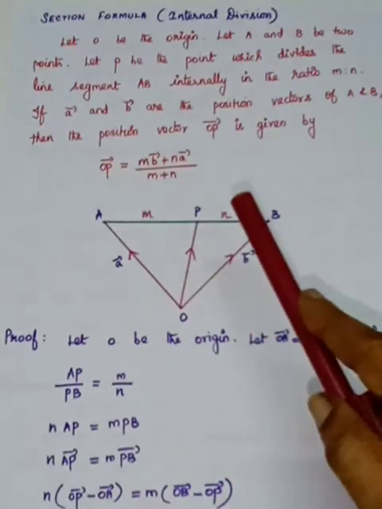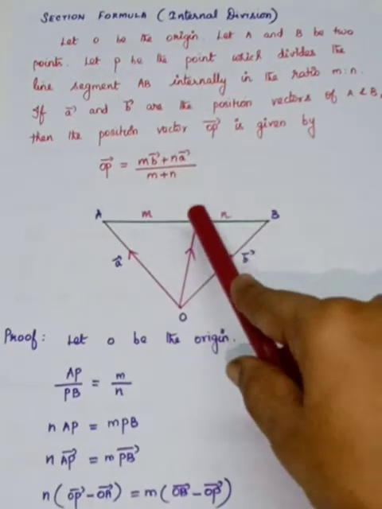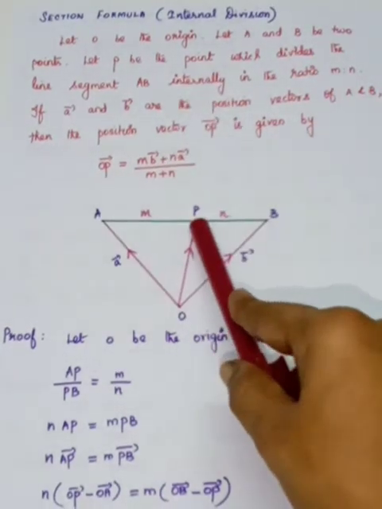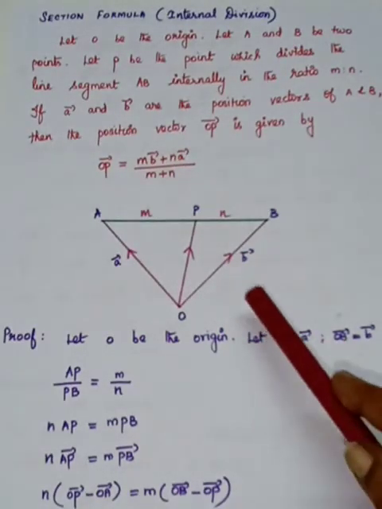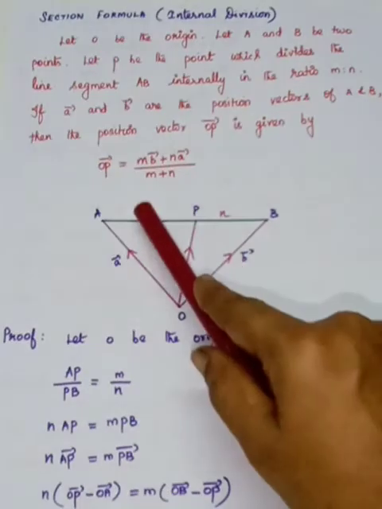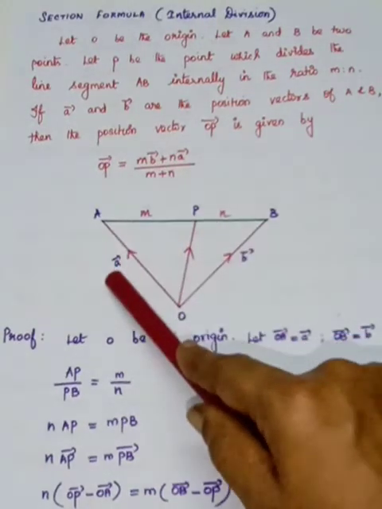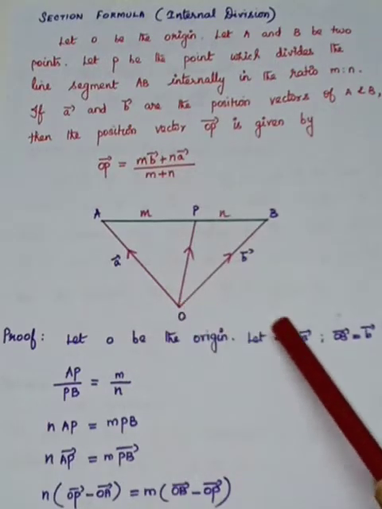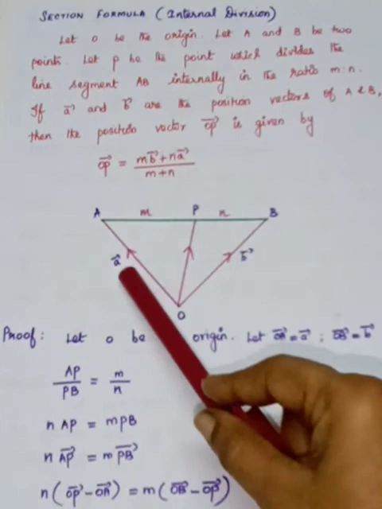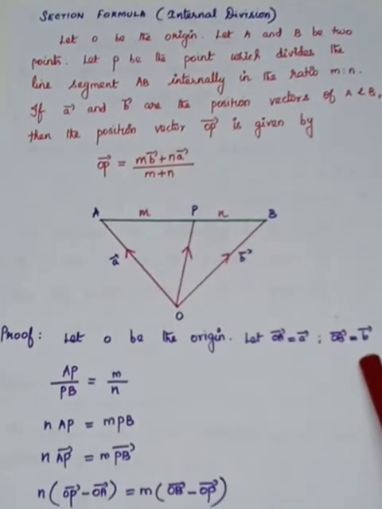So we are going to find what? The OP vector, that is, the position vector of the point which divides the line segment. OP vector is equal to M into B vector plus N into A vector by M plus N. Here O is the origin, so OA vector is the position vector of A, which is A vector, and the position vector of B, that is OB vector, is B vector.